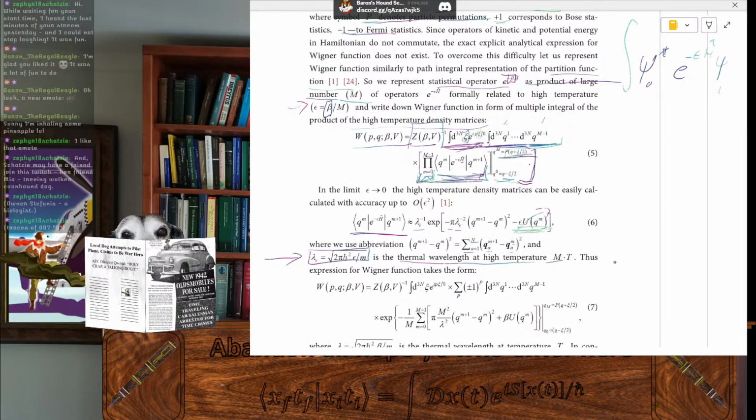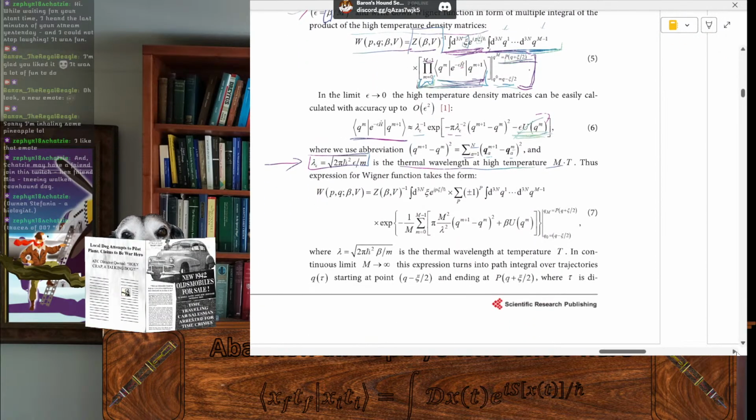Okay, thus the expression for the Wigner function takes the form. All right, we just plugged that into here. Okay, no, it still has that U. I'm curious how that U is going to come up.